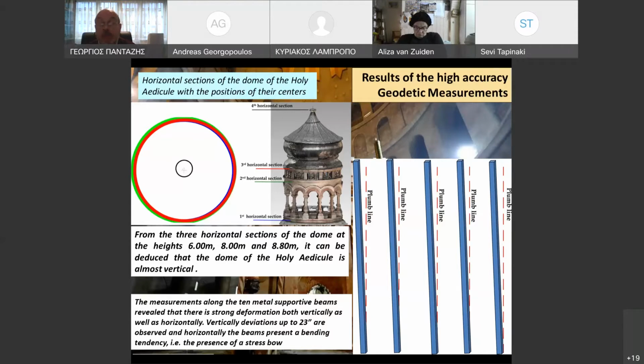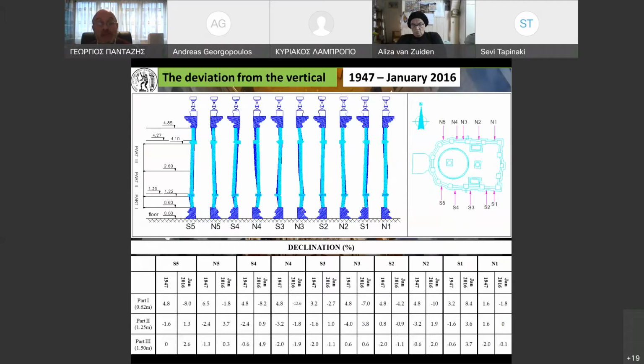For the determination of the declination of the basic columns at the north and south facade, geodetic measurements using a total station in reflectorless mode were carried out. In the next slides, we can see some differences between different time periods.